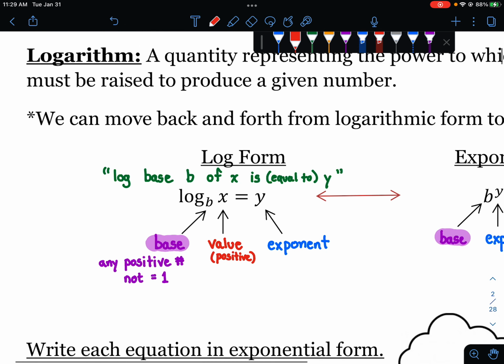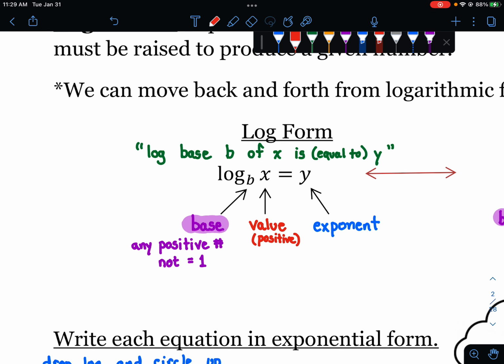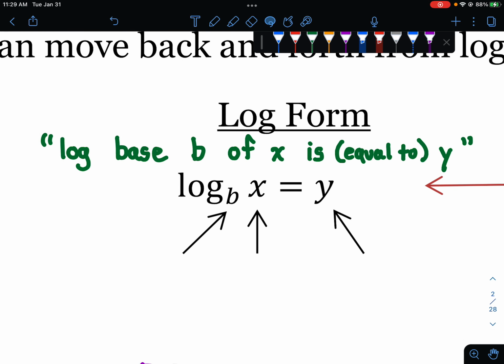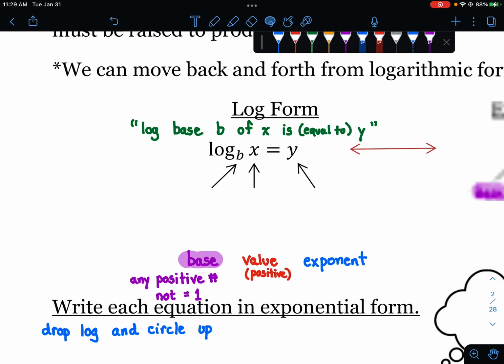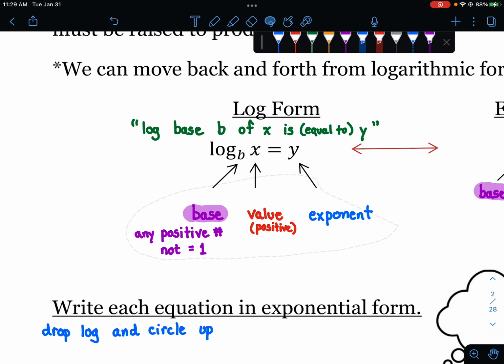Now the form itself, we're going to read this as, and then we got a little bit of clutter here, so let me move this stuff out of the way real quick. We would say log base b of x is equal to y, right? Which seems kind of meaningless right now. Let's talk about what these values represent.